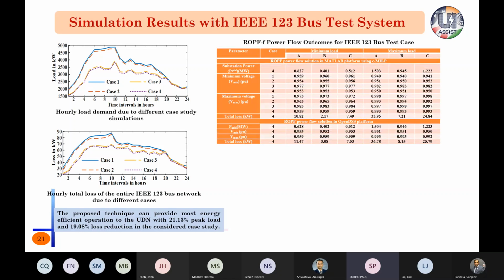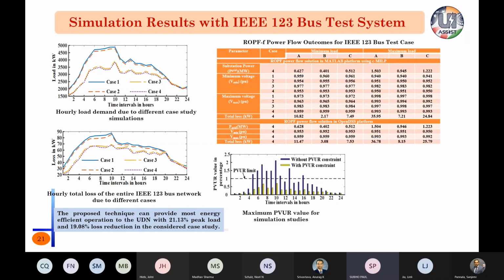And to validate the power flow output received from the iterative solution, we put the control variable values into OpenDSS, and we got more or less nearly the same power flow solution. So we can say that it is converging to a nearly global optimum. We cannot say it is a global optimum because we have made many approximations, but as we are getting the solutions very fast, it is quite effective.